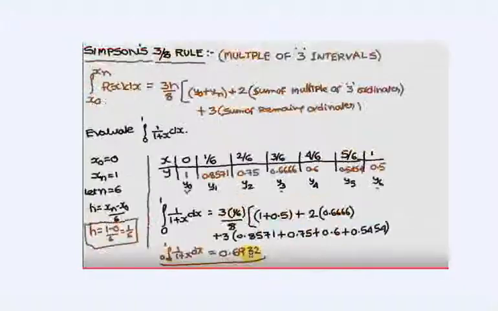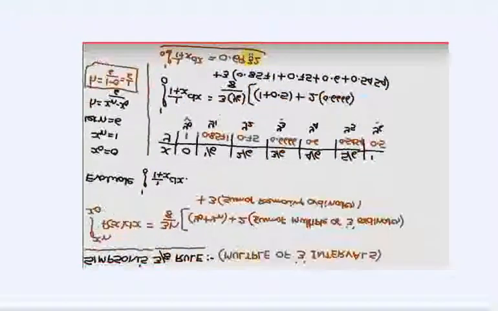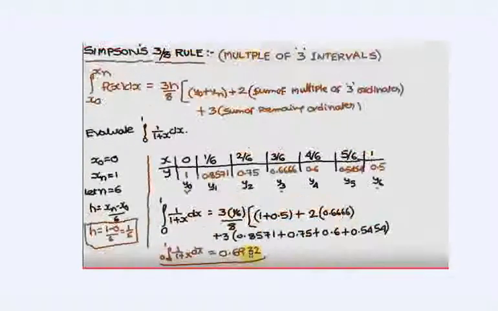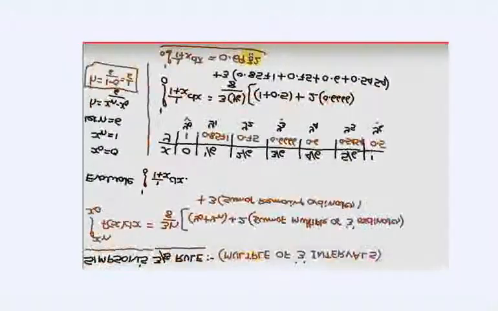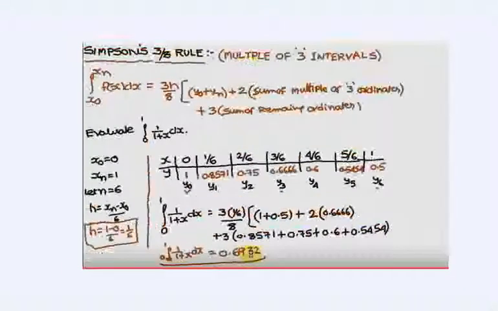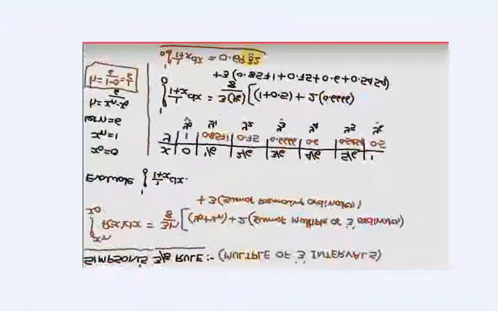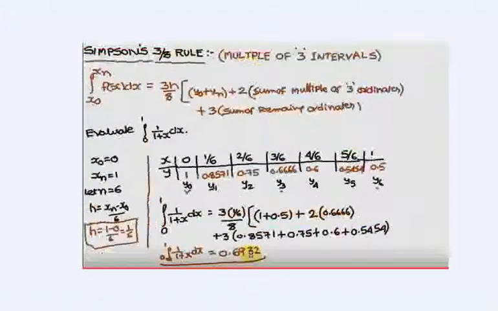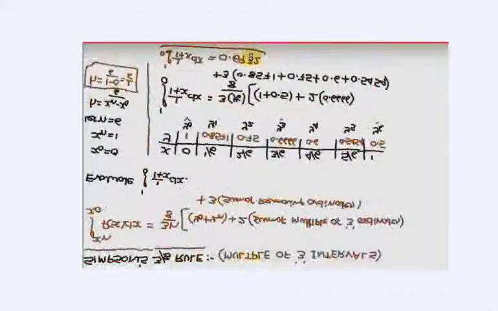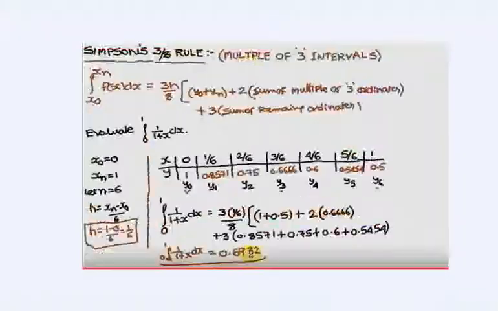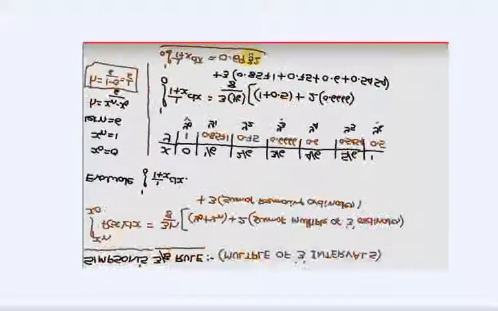Plus 2 times the sum of the multiple of 3 ordinates. In this table, the multiples of 3 are y3 and y6, but we cannot use y6 over here because we have already used it as y n. So excluding the final value of the table, the only other multiple of 3 is y3. So we put the value of y3 over here, and then plus the sum of the remaining ordinates. We put all the remaining ordinates that have not been used so far over here.